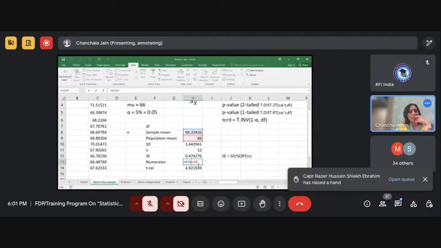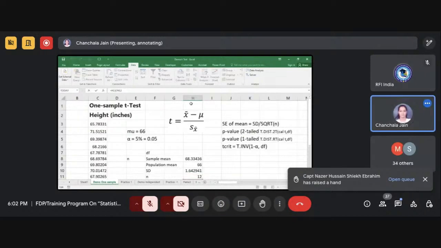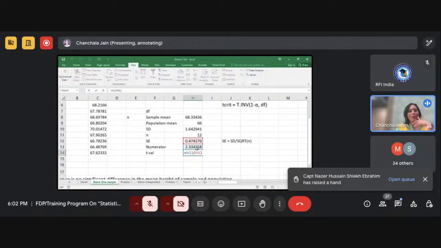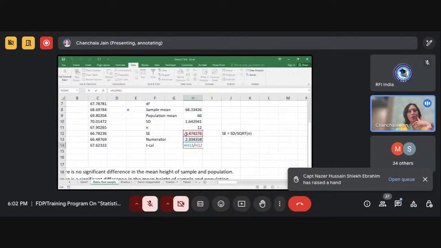And the T calculated is what? This is x bar minus mu, which you already calculated. This numerator, your x bar minus mu, is divided by the standard error of mean. So this is also calculated. The ratio of these two will give you the calculated T value.